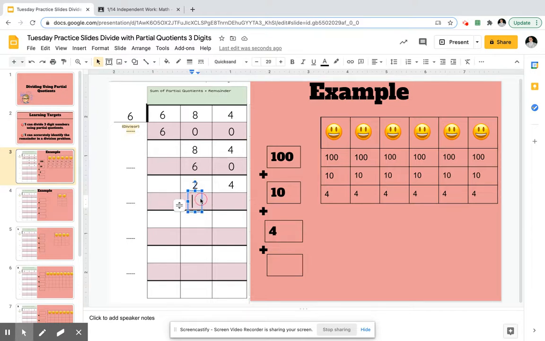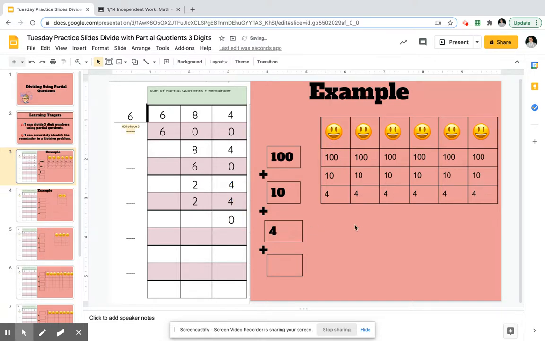And I am going to write 24 underneath 24 because I gave 4 to each friend. 6 times 4 gives me 24. After I subtract, I have 0, so I do not have a remainder. I was able to distribute these Skittles equally amongst these 6 people.